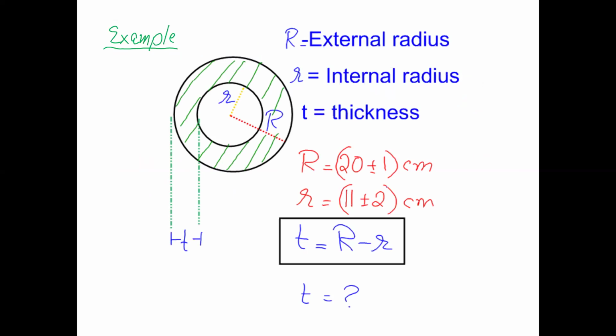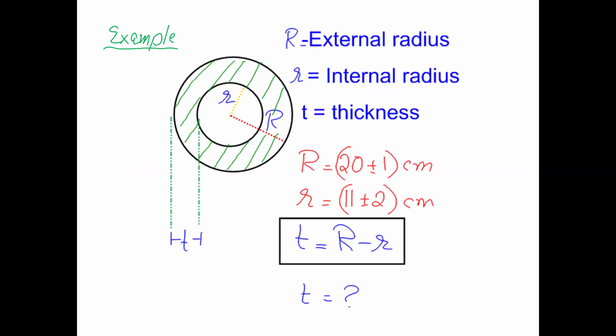R is equal to external radius. Small r is equal to internal radius. T is equal to thickness. Now, this is the formula.